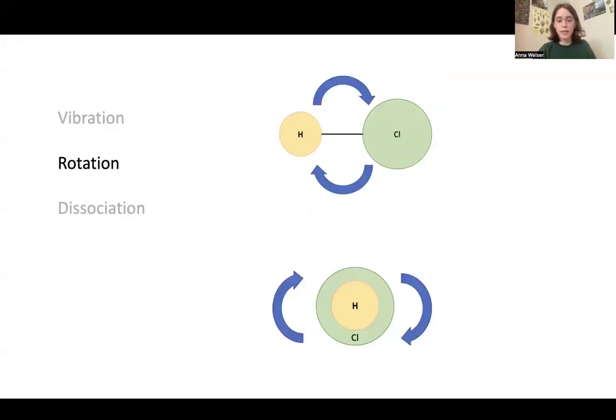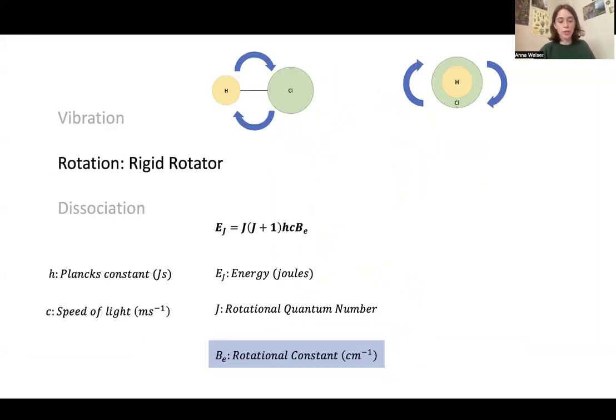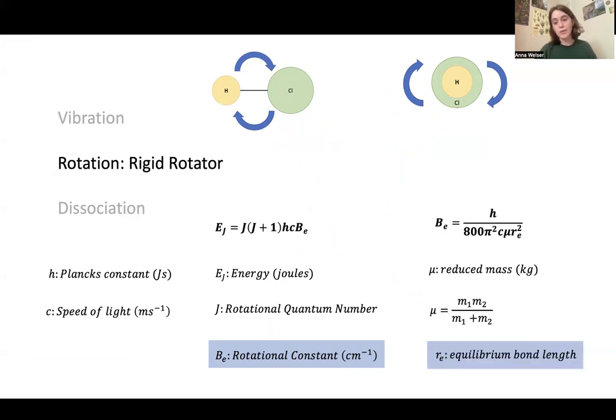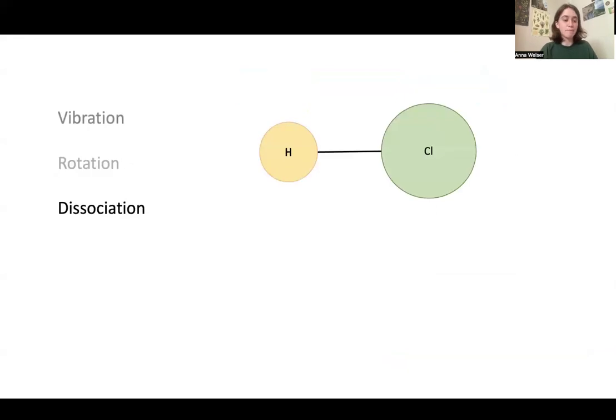Next, we can look at rotation because that is also relevant for HCl or DCl, and we can approximate this using the rigid rotator model. Here, we're able to relate energy to Planck's constant, the speed of light, the rotational quantum number, and the rotational constant. With this equation, we can also express the rotational constant in terms of inertia, and inertia is composed of reduced mass and the equilibrium bond length. Because it's very easy to calculate the reduced mass from the known masses of the atoms themselves, we're able to find the equilibrium bond length from our data.